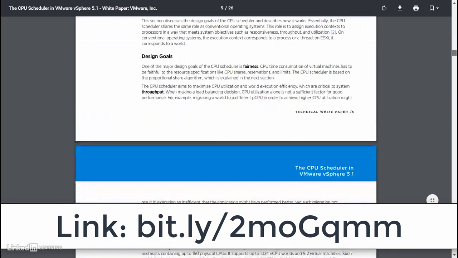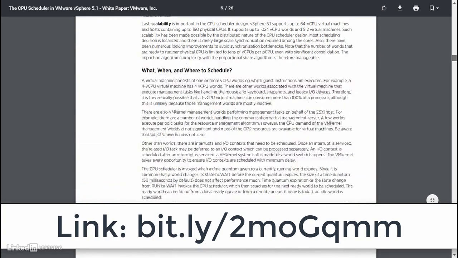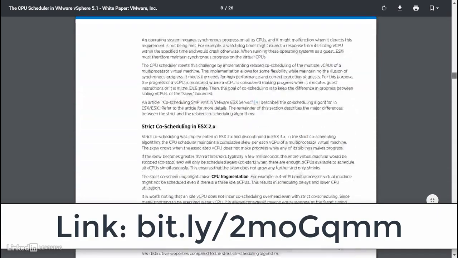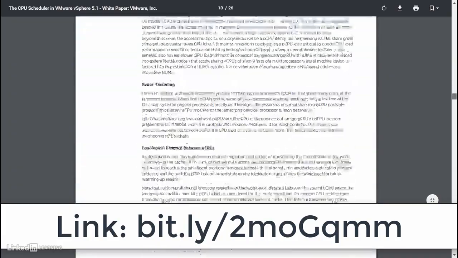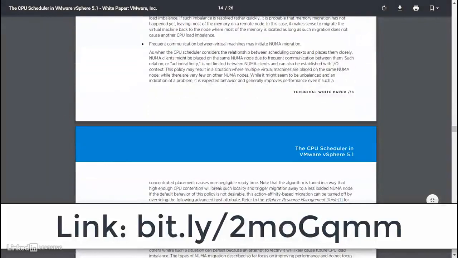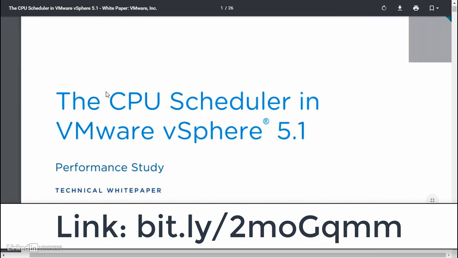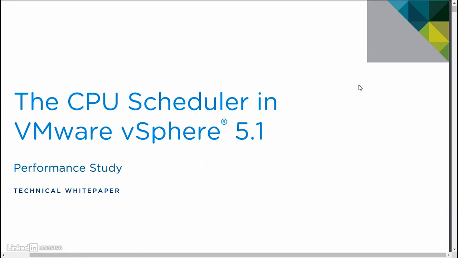So it's a really great document. It walks you through the different CPU states like wait and ready and all of those good things to know. It walks you through strict and relaxed co-scheduling and the differences between the two. So if you're looking for more details on any of those sorts of topics, I know it's an old document, but it's a good one. The CPU Scheduler in vSphere 5.1 is a great read to understand in depth what's going on under the surface with your CPUs.